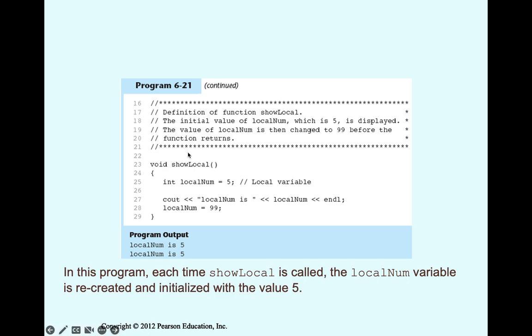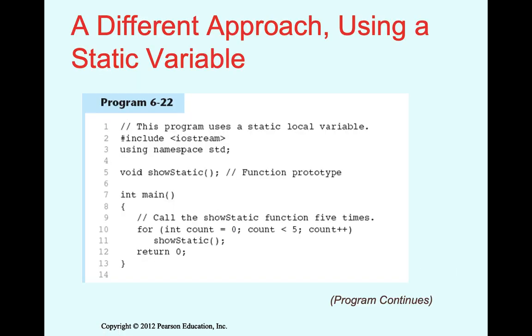After we call the function again, it defines a new variable with 5, and then it is printed, and after that it is changed to 99. So if we don't want something like this, if we want to keep the value of the variable between the function calls, we need to use something called a static local variable.